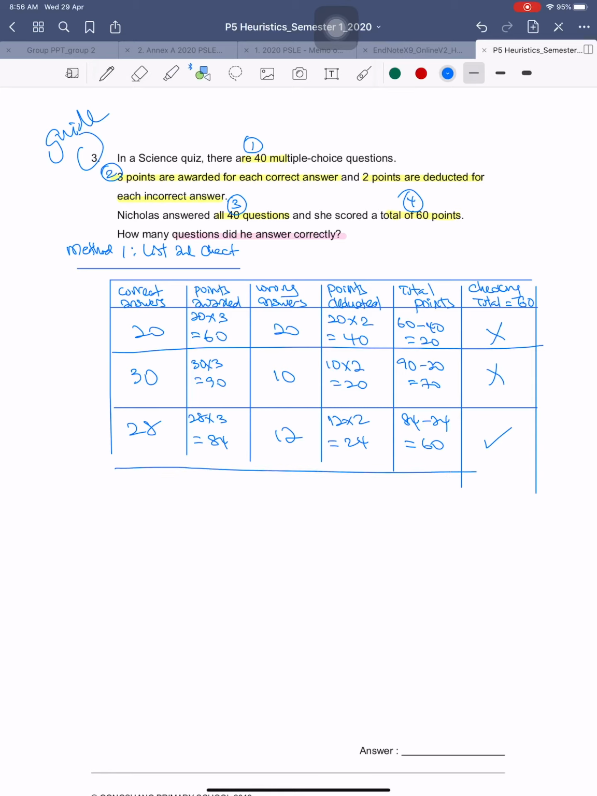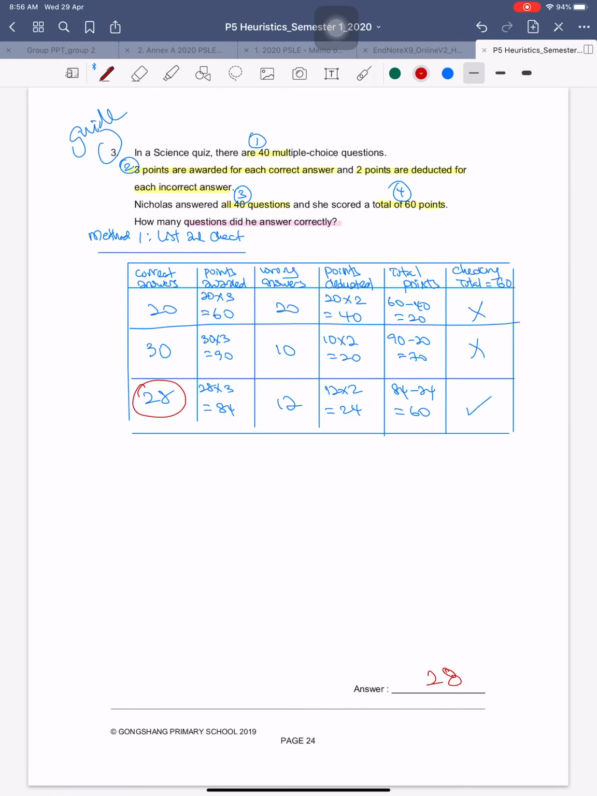Alright, so from here I will know that the question is asking how many questions did he answer correctly. So correctly will be 28. Okay, answer is 28. So that is the first method, using list and check. Now let's try method number 2.